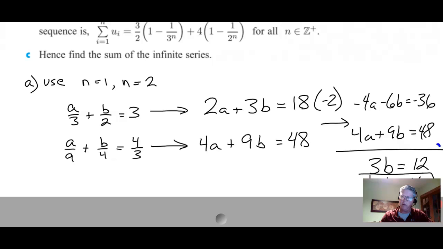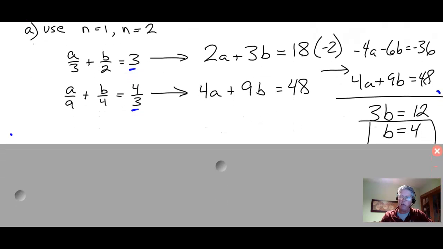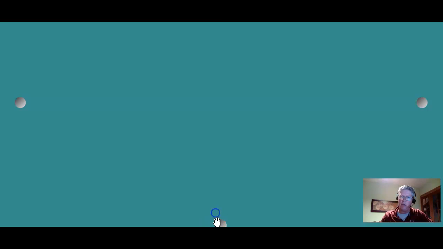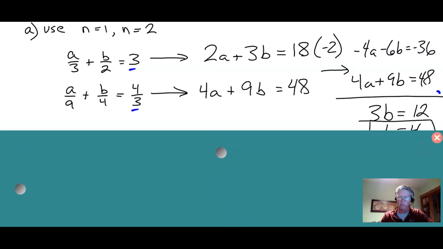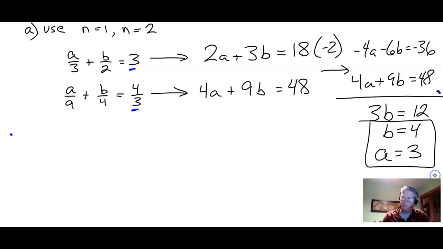That should be enough for you to see my thought process. We plugged in n equals 1, we got this, we knew the first term. Plugged in n equals 2, we got this, we knew the second term. I like to work with whole numbers. I multiply the top one by -2 to get that -4a canceled. B equals 4, A equals 3. All right. Not too tough, not too tough.